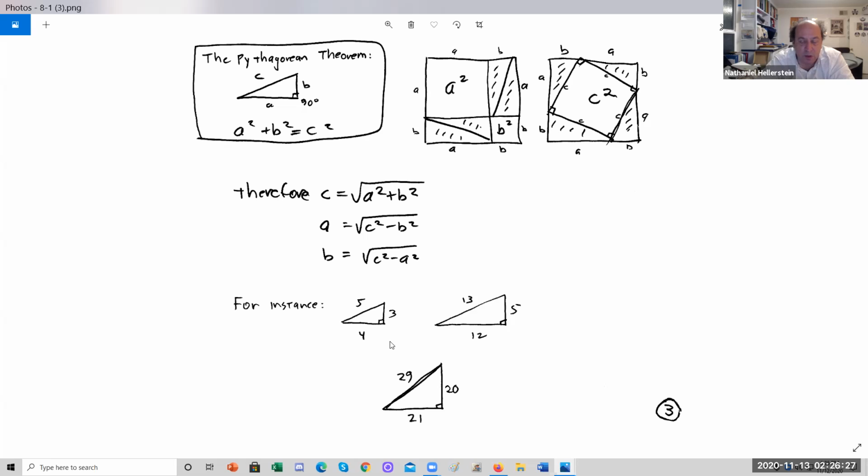All right, now, so there are some fairly classic examples. Here are classic right triangles. 3 squared plus 4 squared is 9 plus 16, which is 25, which is 5 squared. The 3, 4, 5 right triangle. There's also a 5, 12, 13 right triangle, a 20, 21, 29 right triangle. In fact, there are infinitely many such triangles. But none of them have sides 1, 1, and root 2.